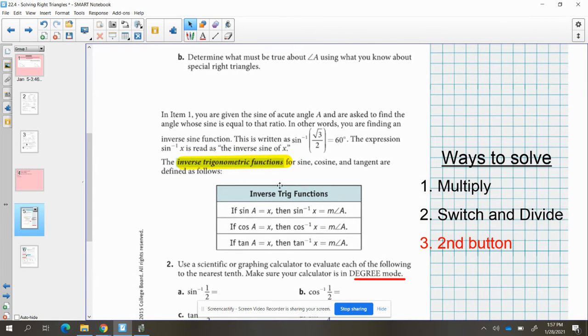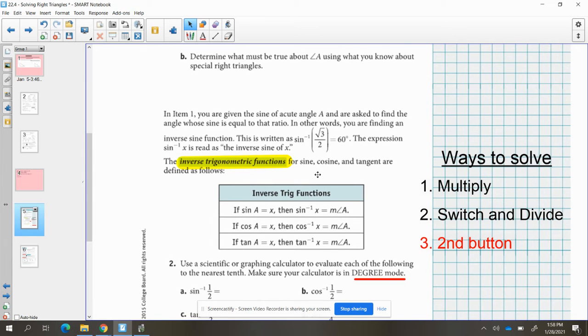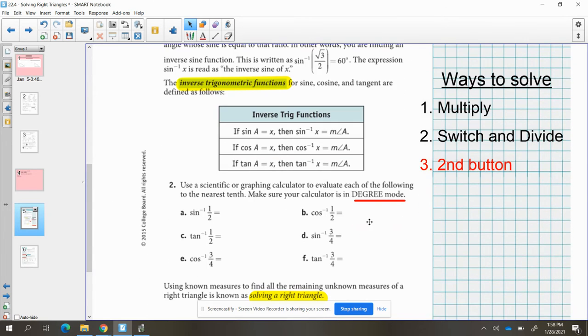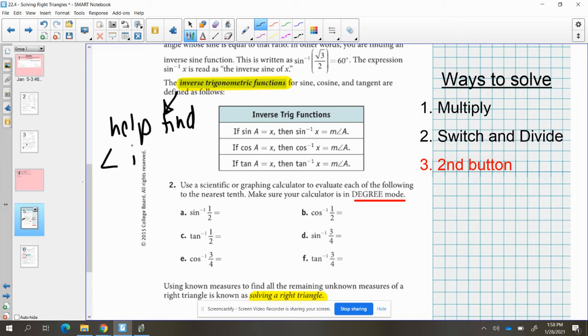And what the inverse trig functions do is they work backwards. They use our trig ratios of sine, cosine, and tangent to help us find the angle measures. So you'll see in order to find the angle, we're going to use what we call the inverse, which is like this little -1. It'll show up in your calculator. Okay, so again, it's super important as you look at number 2 that you have your calculator in degree mode. And again, the inverse is to help find the angle in the triangle. Okay, so again, we're looking for angles.